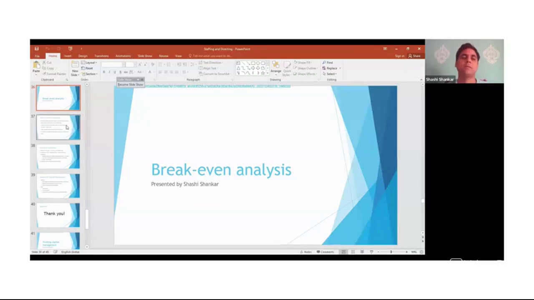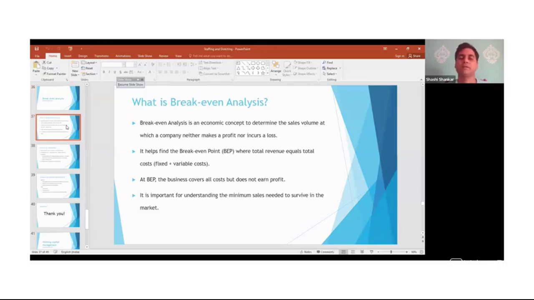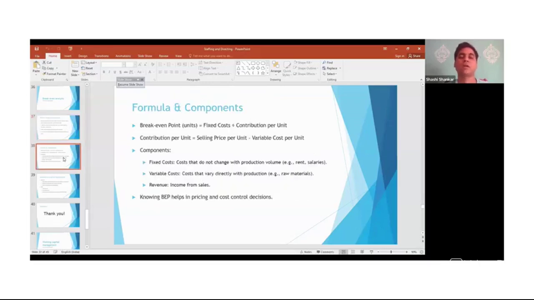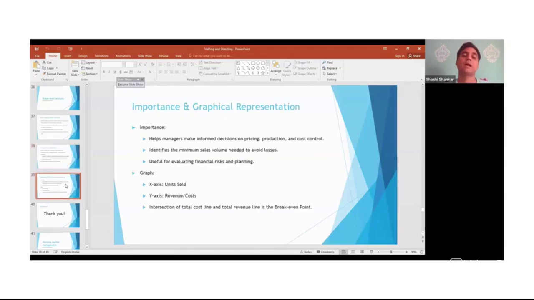Okay. In this topic, I'm going to cover what is break-even analysis, how it helps in decision making for a firm, for a company, and an understanding of how break-even is analyzed. Then the formula and components: what is the formula of break-even, how it is calculated, and what all components are required to get the break-even point's value. And at the last, importance and graphical representation.